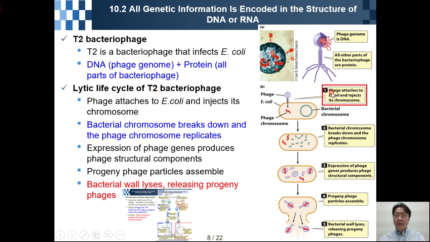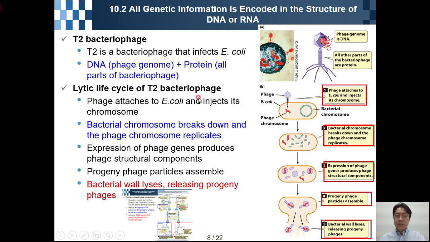And now we will see the lytic life cycle of T2 bacteriophage. Usually the phage attaches to E. coli and injects its chromosome, the phage chromosome. After the phage chromosome is inserted into the bacteria, usually the bacterial chromosome is broken down, and the phage chromosome is replicated. At that point, expression of phage genes produces the phage structural components. For example, they need the capsid, and also a lot of protein coat. Then progeny phage particles assemble, and finally the bacterial cell wall lyses and releases the progeny phages like this. So this is the lytic life cycle of T2 bacteriophage.